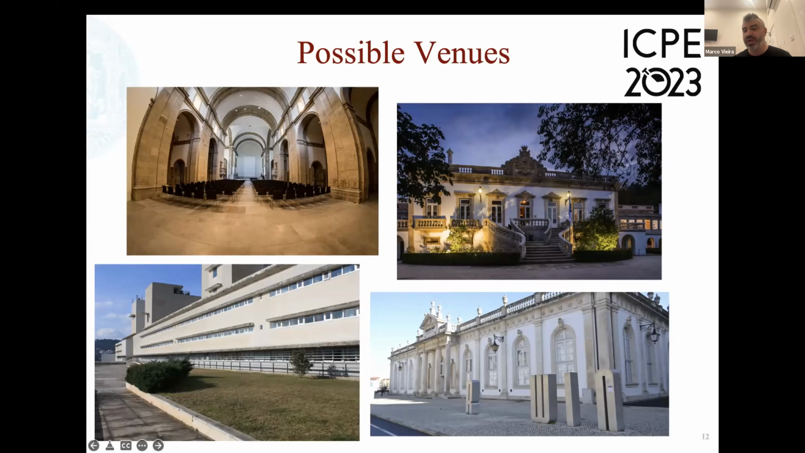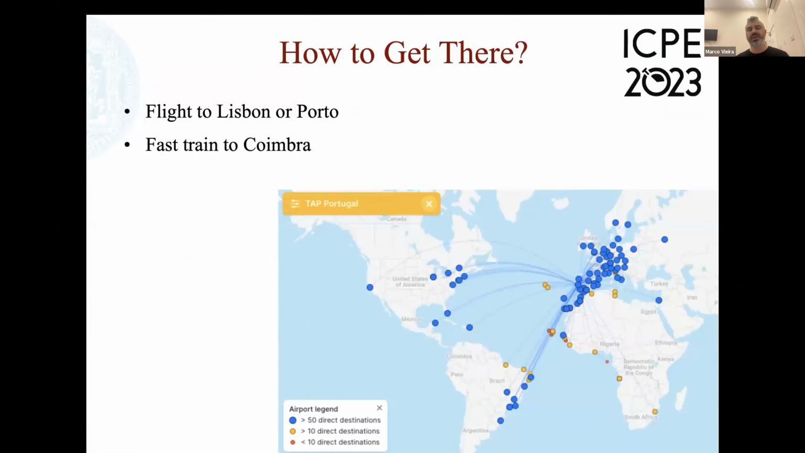The one on the top right is Quinta das Lágrimas, an old hotel. In the bottom left side, it's my department. Okay, it's new. It's not so interesting as the other ones. And on the right side in the bottom, it is the Science Museum. So I hope very soon I can announce what is the place to organize the conference.